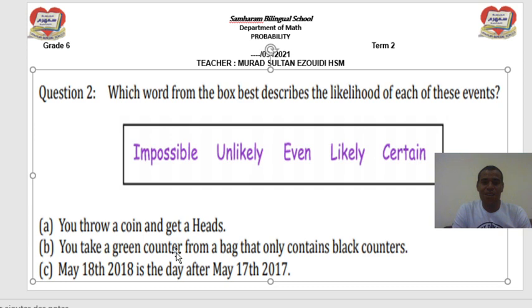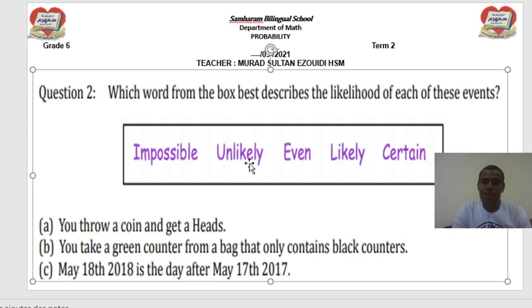You take a green counter from a bag that only contains black counters. So you have a bag consisting of counters, but in fact this bag consists of only black counters. So you don't have a green counter. So the probability of taking a green counter from a bag that only contains black counters is 0.